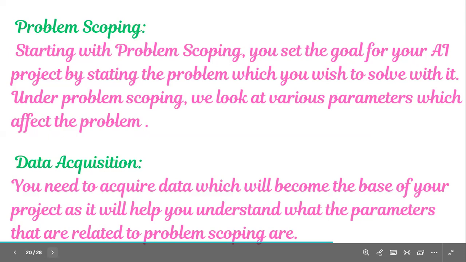The second stage of the AI project cycle is data acquisition. What is data acquisition? In problem scoping, you identified the problem. To solve that problem, you require data. So in this stage, you are going to acquire data which will become the base of your project, as it will help you understand what the parameters are related to problem scoping.